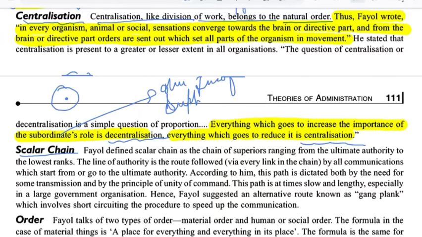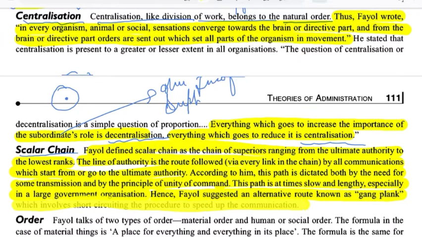Henri Fayol defined the scalar chain as the chain of superiors ranging from the ultimate authority to the lowest rank. The line of authority is the route followed by every link in the chain, by all communication which starts from the ultimate authority. According to him, the path is dictated both by the need for some transmission and by the principle of unity of command. This path is slow and lengthy, especially in a large government organization. Hence, Fayol suggested an alternative route known as the gang plank, which involves short-circuiting the procedure to speed up communication.